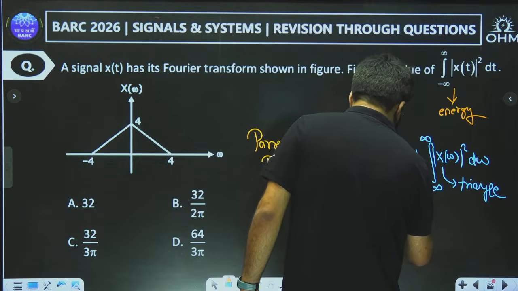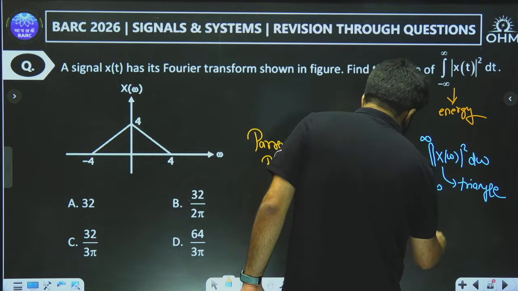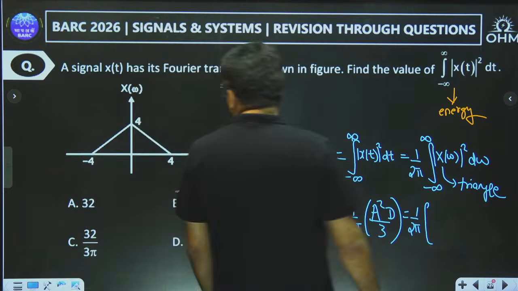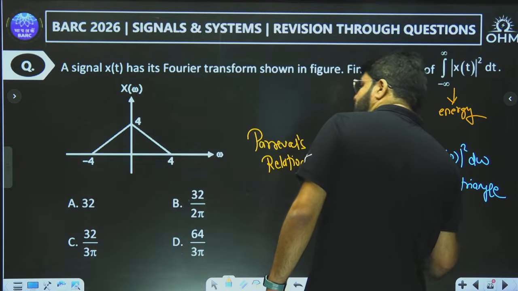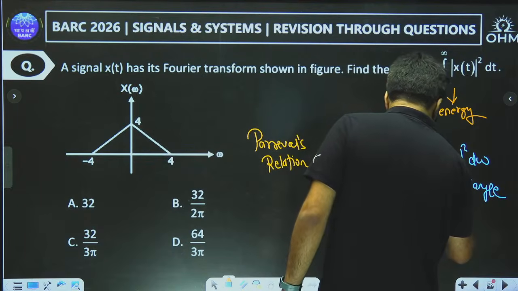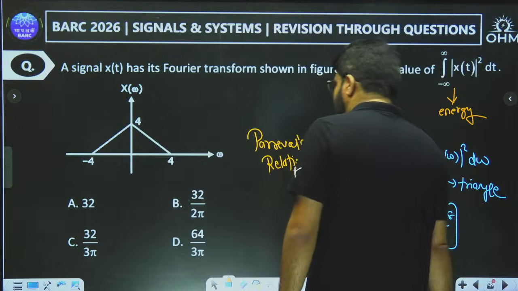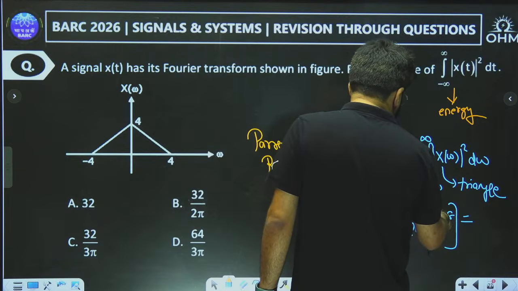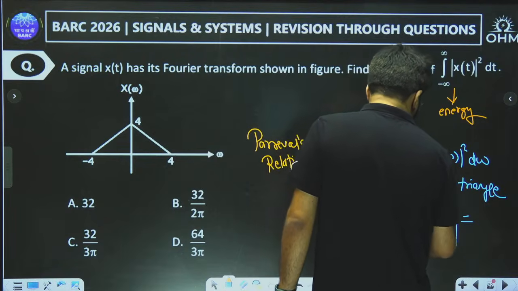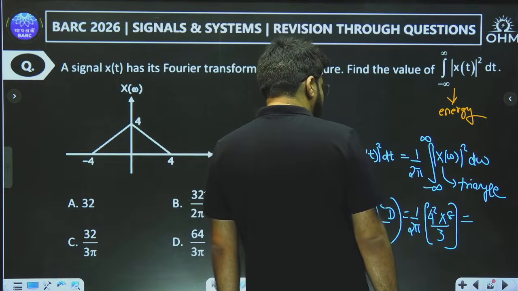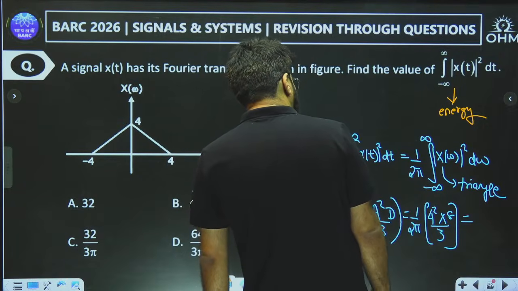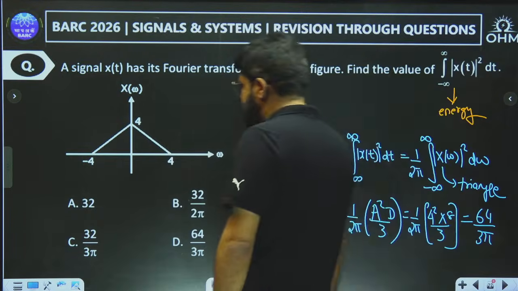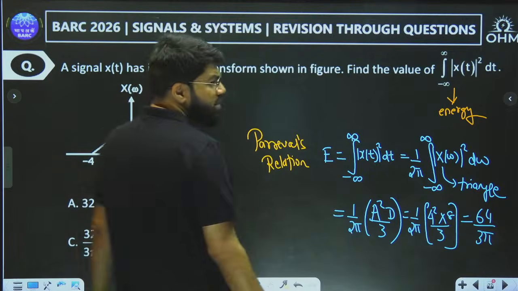The area under the square of a triangle is given by amplitude square into duration by 3, like for a rectangle it is amplitude square into duration. What is the amplitude? 4, with duration from minus 4 to 4, so 8, divided by 3. Then one cancellation of 2 gives 8 into 8 only. So it is 64 divided by 3 pi. The answer is D.